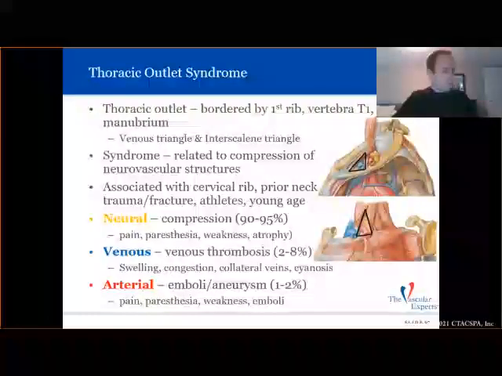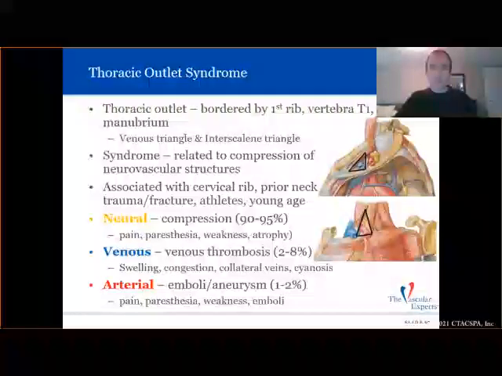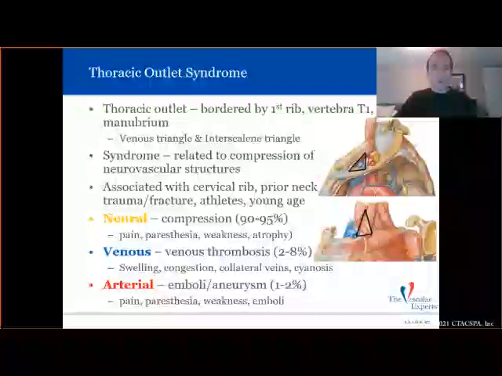And then if we could just quickly do thoracic outlet syndrome, because I know they test you guys on it so much because there's so much anatomy to it. Thoracic outlet syndrome is a compression syndrome. The thoracic outlet's bordered by the first rib, T1 vertebra, and the manubrium. And there's 2 triangles here, the venous triangle and the interscalene triangle.